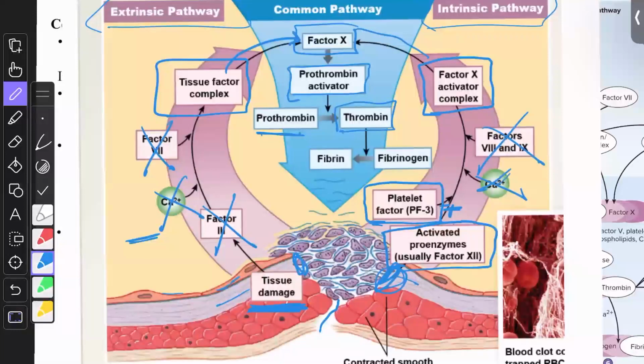Other things are released in the process somewhere, but we're not going to go to that level of detail. There's a lot of little things that get released in this process, but it's not necessary to understand the overall process. So this is how we get to the actual clot, right?